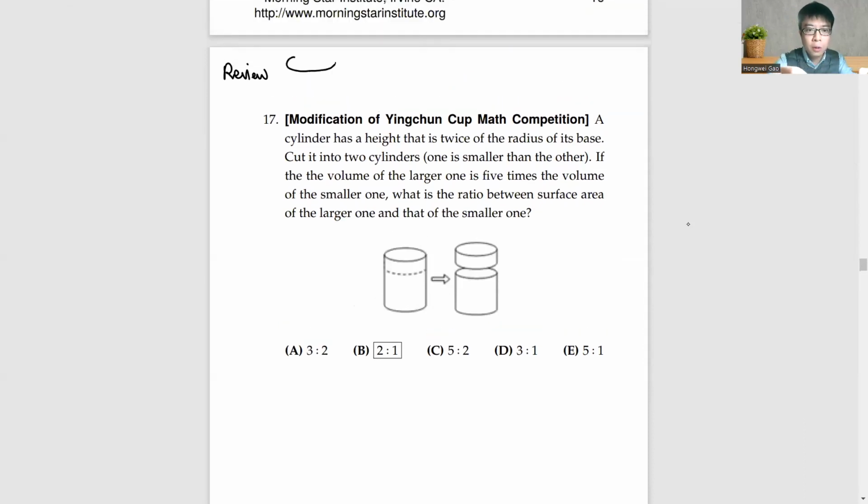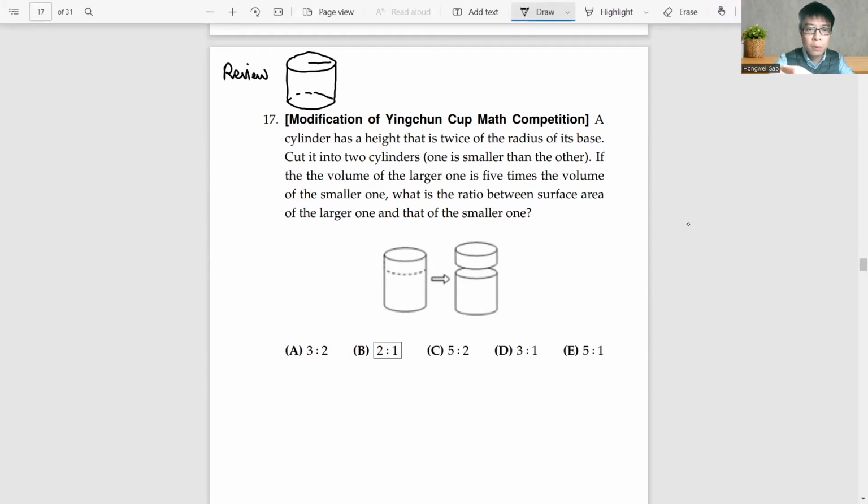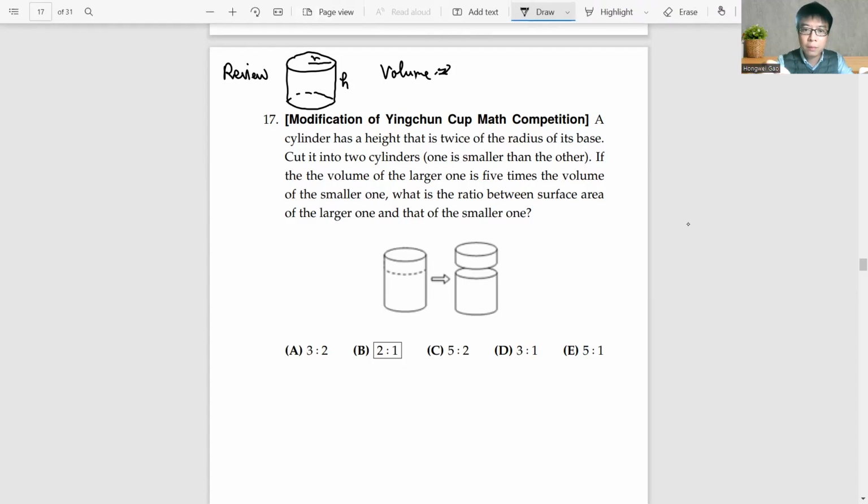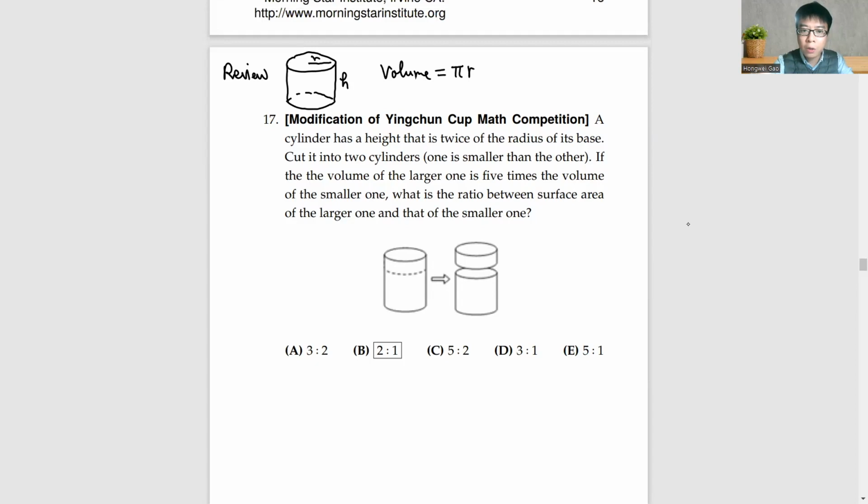For a cylinder, we have 2 crucial numbers. One is the radius of its base, r. One is the height. So we have the 2 very fundamental formulas. First is the volume. It's the base area times height. So it equals pi r squared times h.